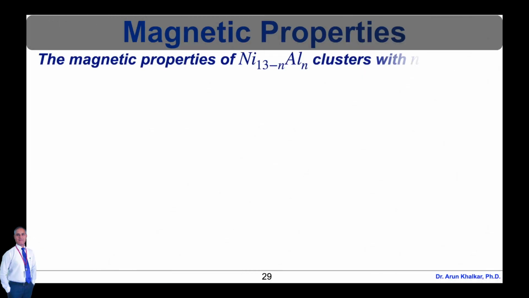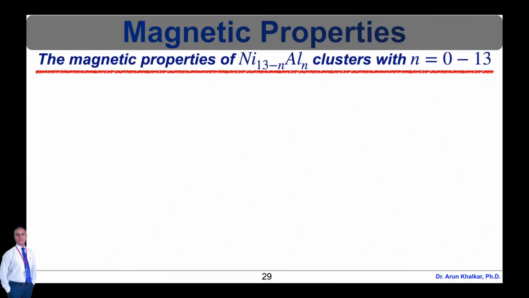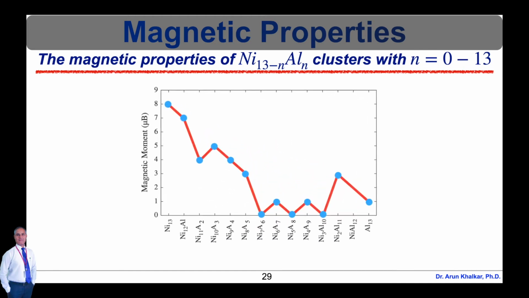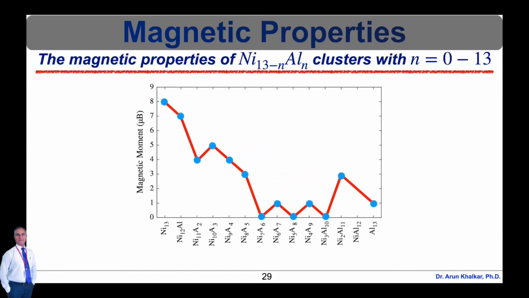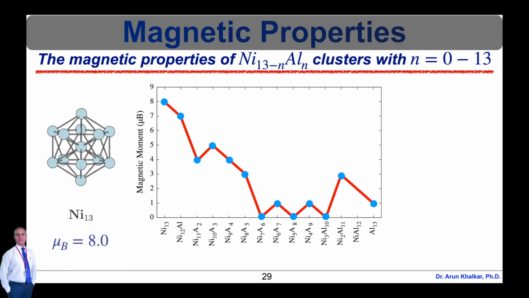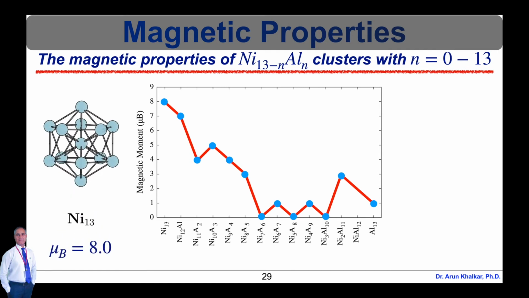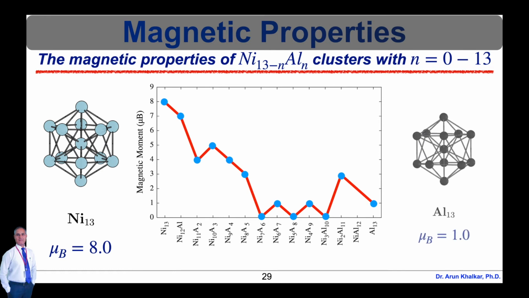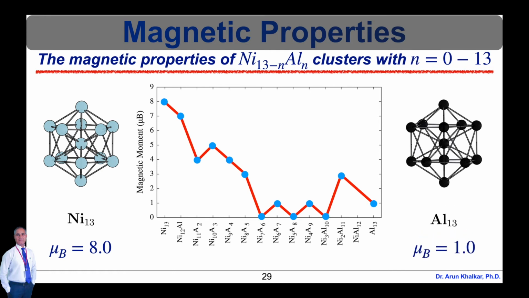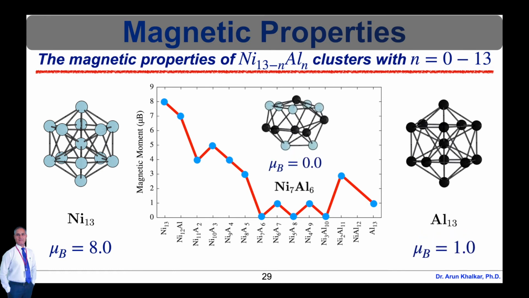Here is one example of nickel aluminum nanoclusters, my research work, which is published in Springer's Journal of Nanoparticles. The magnetic properties of Ni13-nAln clusters with n equal to 0 to 13 were studied, in which the cluster magnetic moment decreases with the sequential substitution of nickel by aluminum atoms, which can be attributed to a greater degree of hybridization that forces the pairing of the electrons in the molecular orbitals of nickel and aluminum.